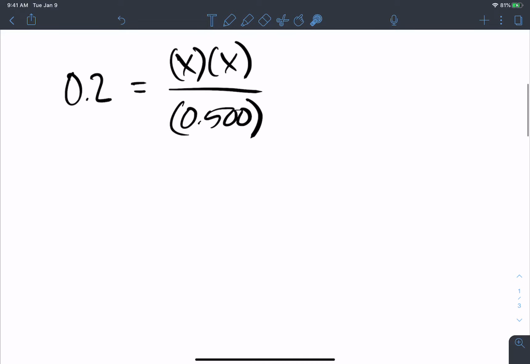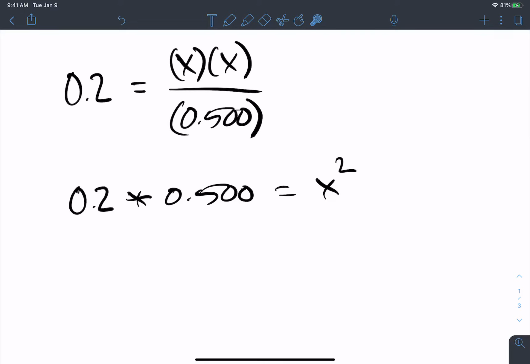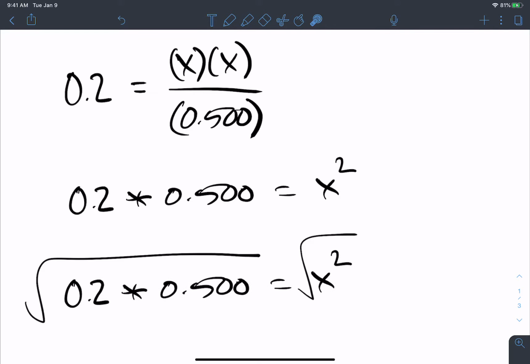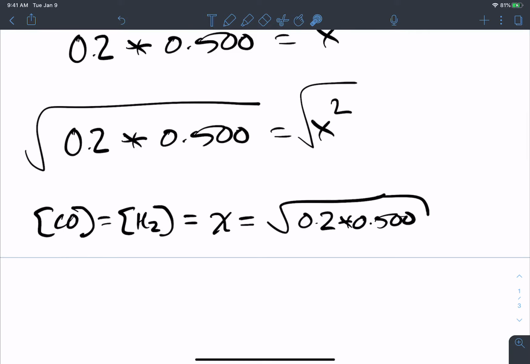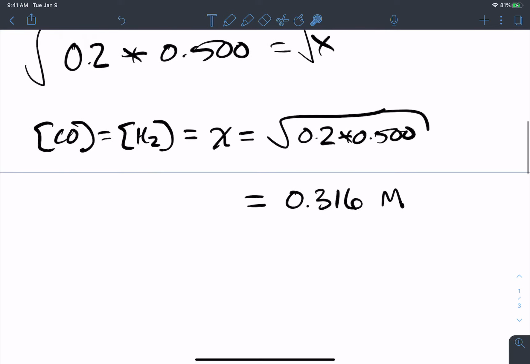So if I go and solve for X, my first step is going to be to multiply both sides by 0.5, and we wind up with this. Notice I've condensed the X times X into X squared, because in the next step I'm going to take the square root. So when I take the square root, notice I'm going to get X by itself. So X is going to equal the square root of 0.2 times 0.5, and again X equals the concentration of both H2 and carbon monoxide. So when I throw this in the calculator, I get a value of 0.316 molar.